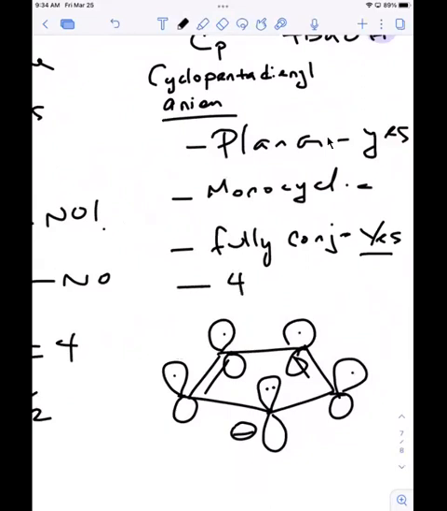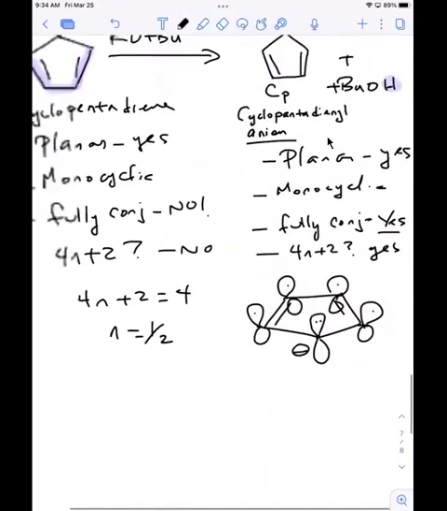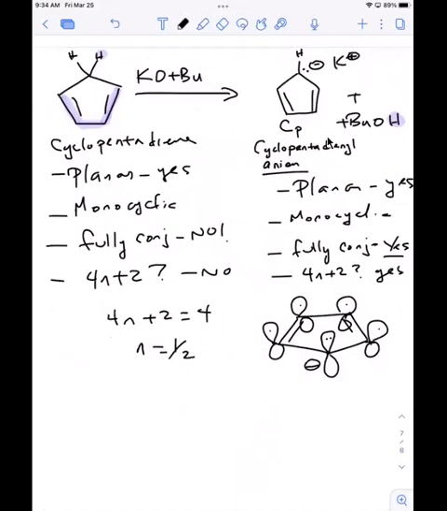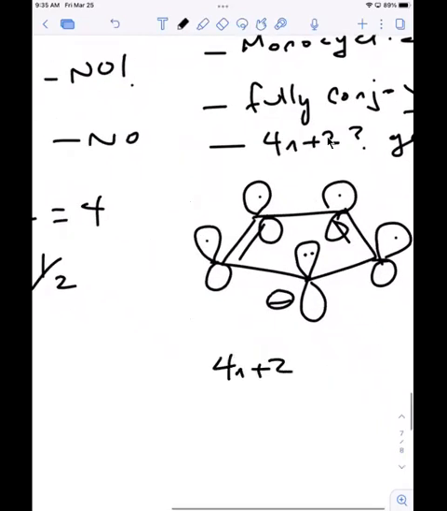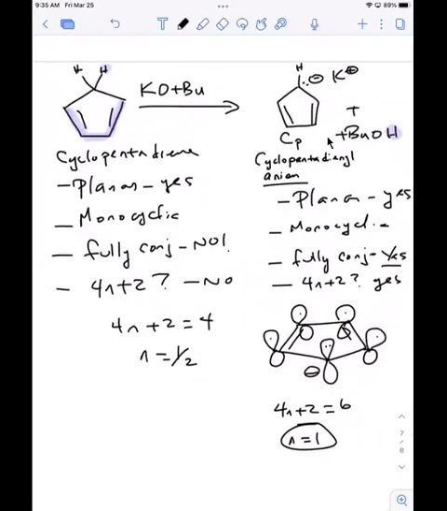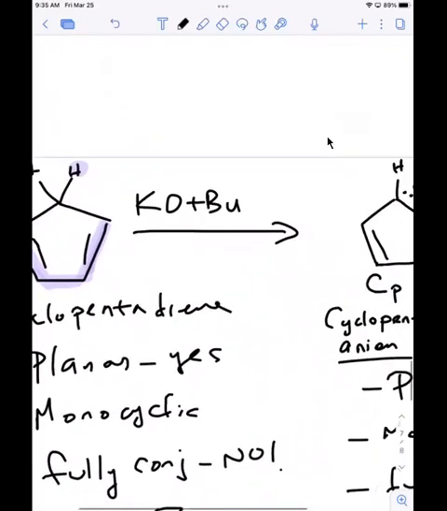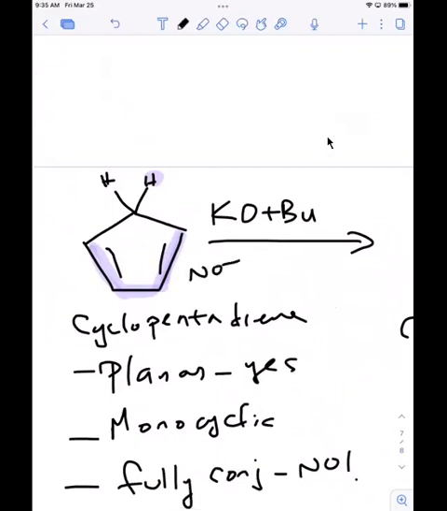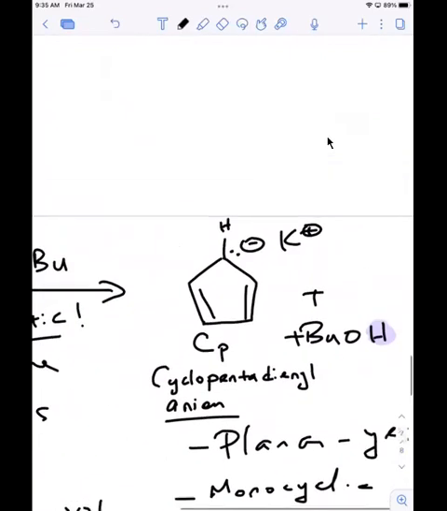And it meets the 4n plus 2 rule. How many pi electrons are there now? It was four pi to begin with. We added a pair. Tia, did you say 6? Yeah, you're right. So this is 4n plus 2 equals 6. n equals 1, which is a whole number. So the neutral compound is not aromatic, but the anion is.